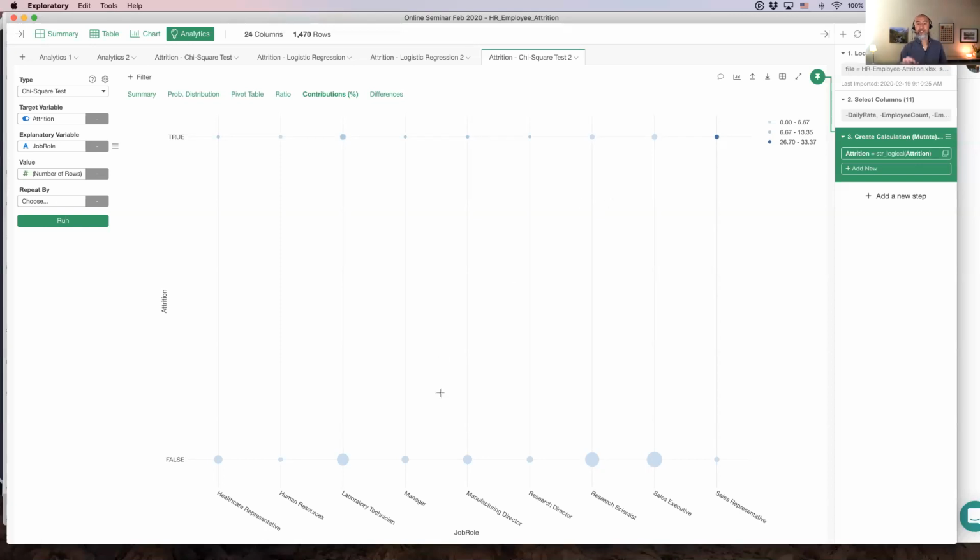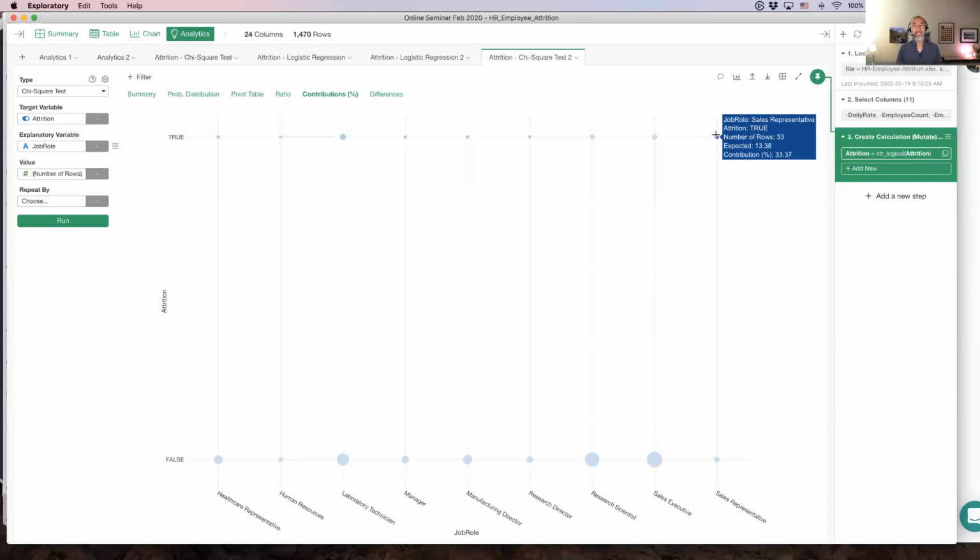And then the size means the number of data points, or in this case, the number of employees. So the bigger the circle, the more people there are. But the color is the contribution ratio towards the chi-square value. So here, the contribution is 33.37% at the bottom. It means 33% of the chi-square value is coming from this particular combination, which means the reason we got a bigger chi-square value is because this combination contributed a lot.